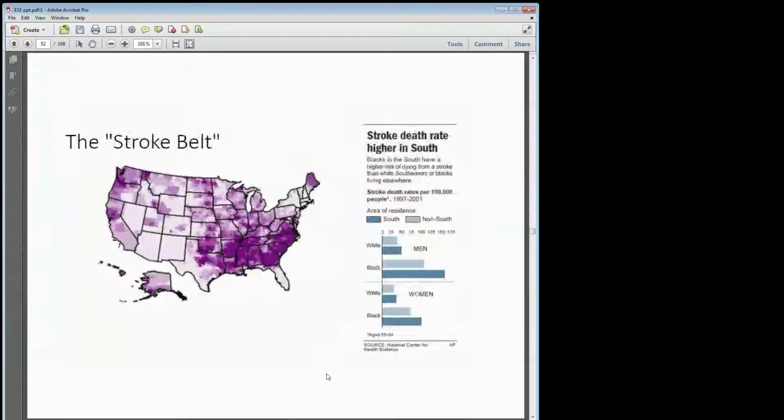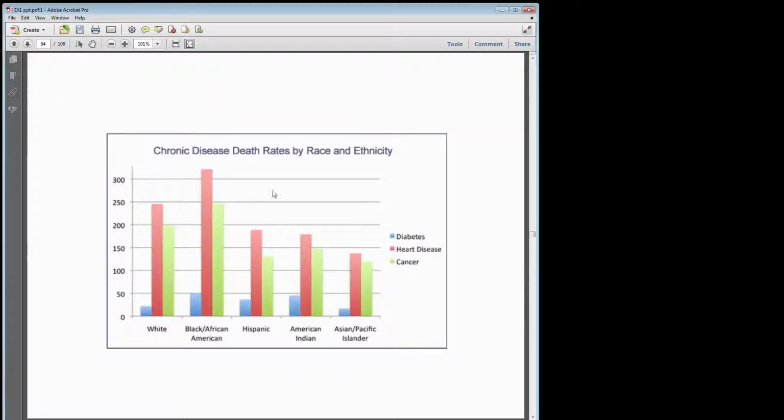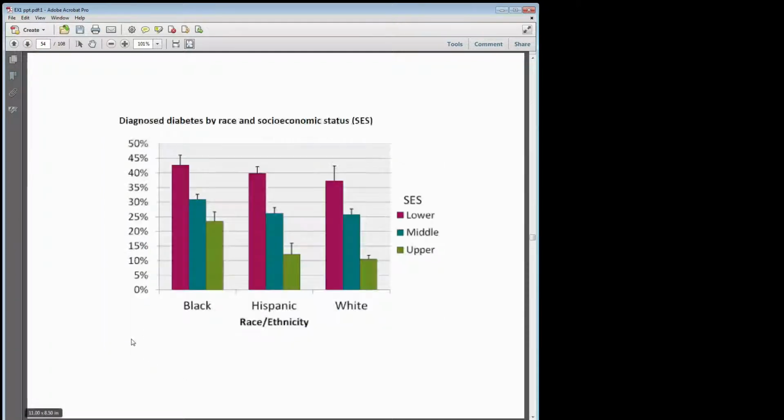This was gone over in class. Chronic disease, death by race. I thought it was the funniest thing. Okay, if you want to be less prone to a disease, just get richer. There we go.